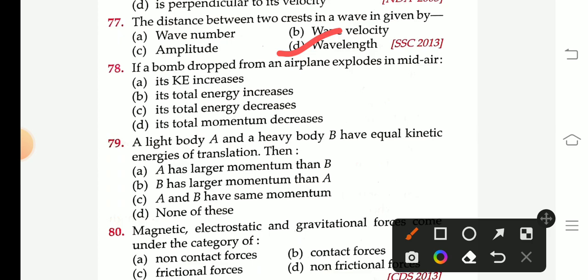If a bomb dropped from an airplane explodes in mid-air, its kinetic energy increases. A light body A and a heavy body B have equal kinetic energy of translation. Then B has larger momentum than A.